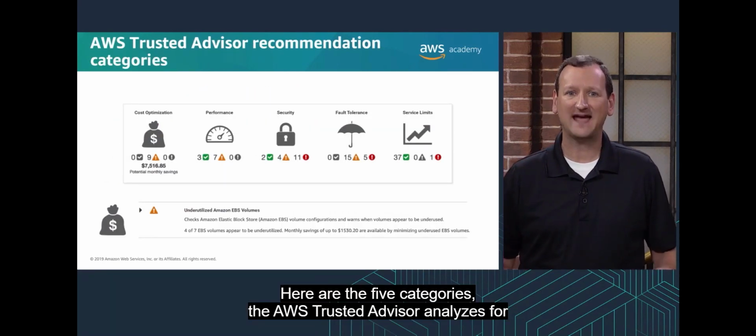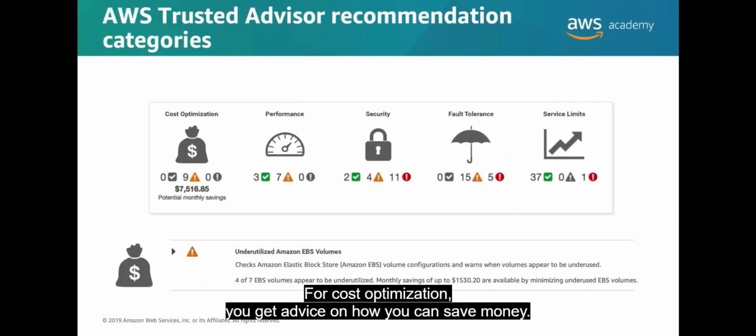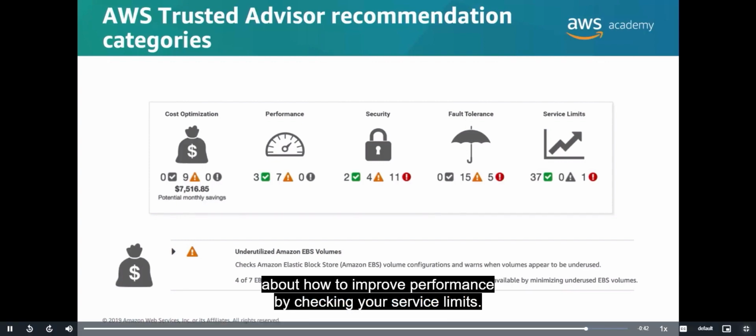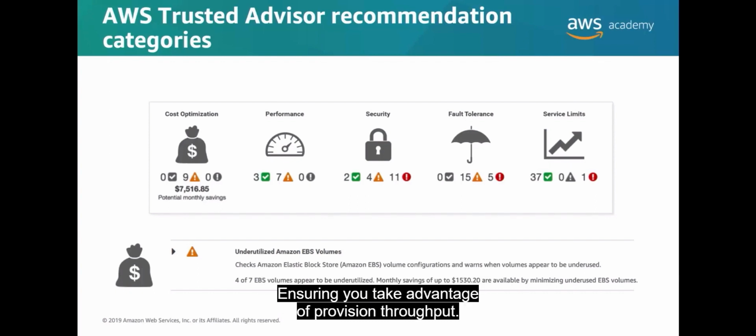Here are the 5 categories that AWS Trusted Advisor analyzes for your AWS environment. For cost optimization, you get advice on how you can save money by eliminating unused and idle resources. You also get advice about how to improve performance by checking your service limits, ensuring you take advantage of provisioned throughput, and monitoring for overutilized instances.